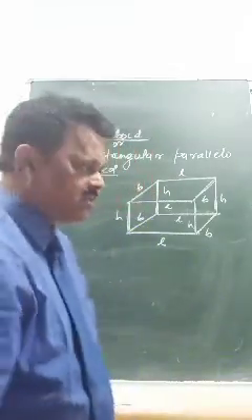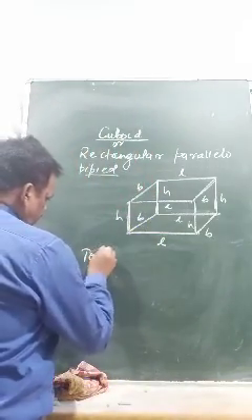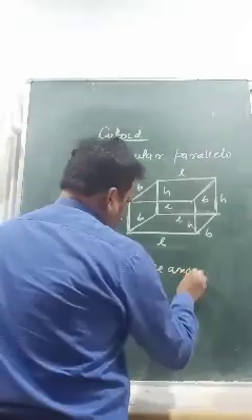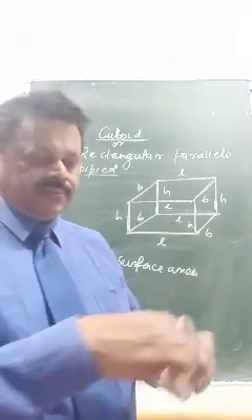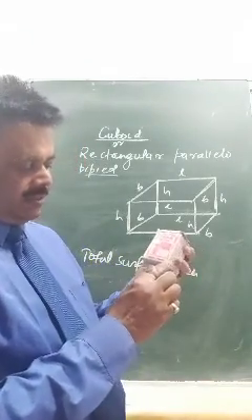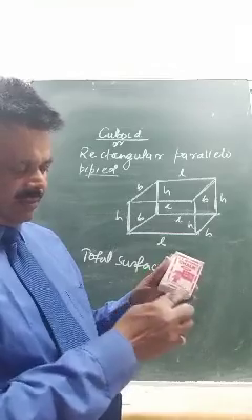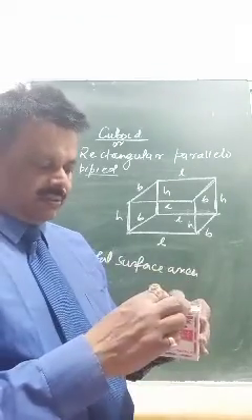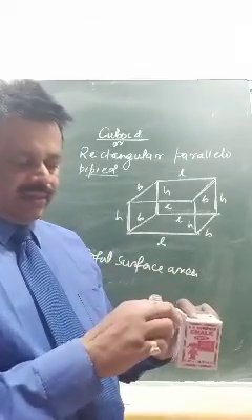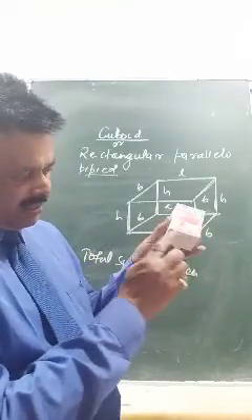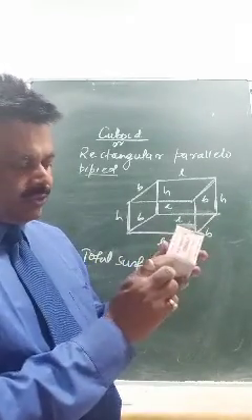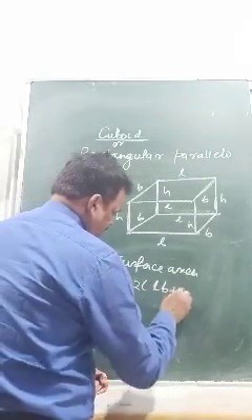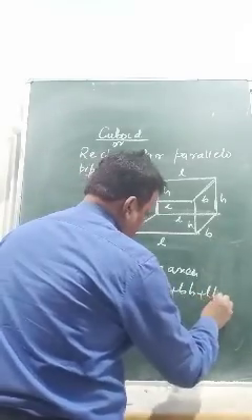Okay, total surface area, you see. Total surface area, look here. If this is L into H, so L into H, L into H, 2 you got. L into B, L into B, again L into B. So 2LB, then 2BH, and 2LH. So 2(LB + BH + LH).